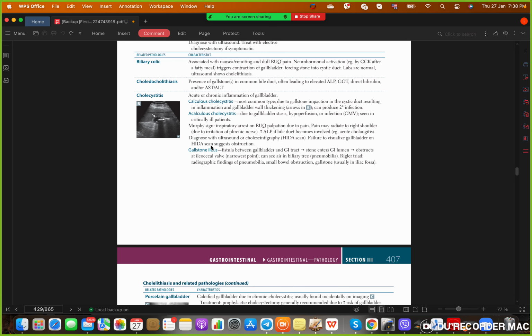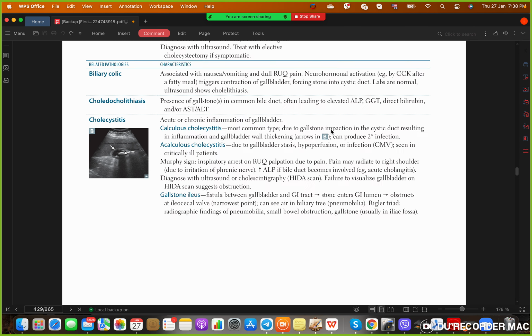The next disease is cholecystitis, which is an acute or chronic inflammation of the gallbladder. So, calculous cholecystitis, acalculous cholecystitis, and gallstone ileus. These are the diseases we'll speak about right now. So the cholecystitis can be either acute or chronic. So we have the first one with the stones, calculous cholecystitis, the most common type, due to gallstone impaction in the cystic duct, resulting in an inflammation and gallbladder wall thickening, which can lead to secondary infection.